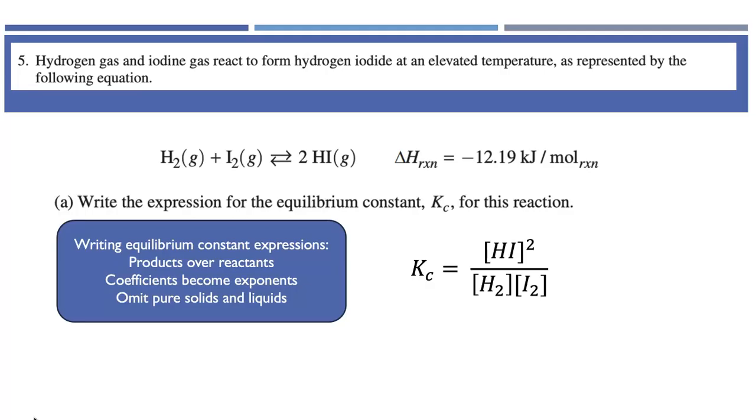Here's what you need to write: [HI]² over [H2] times [I2]. As I mentioned, it is a Kc expression, so you should be using square brackets to represent molarity. This is different from a Kp expression, which is in terms of gas pressures, and you do need to make sure you write a Kc expression and not a Kp expression. That's what you needed to do to earn the 1 point for part A.